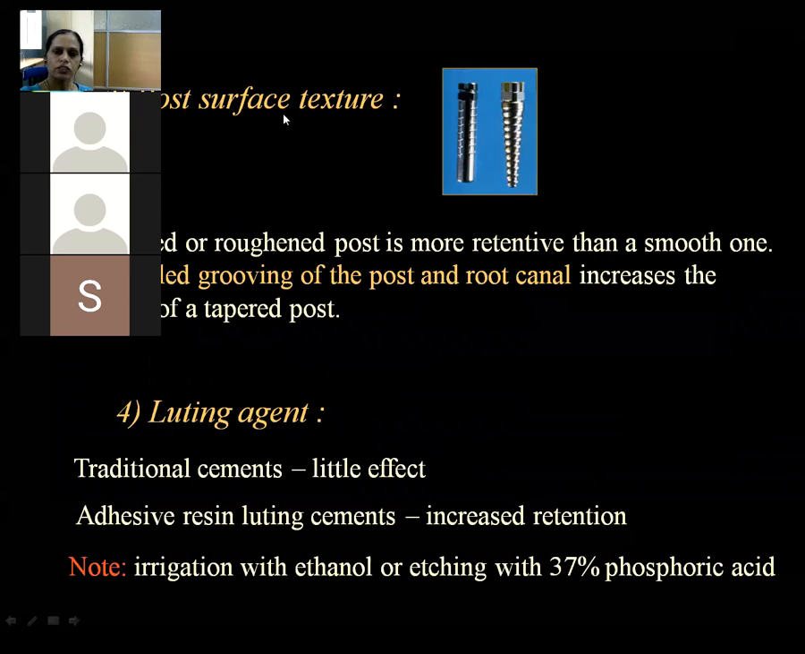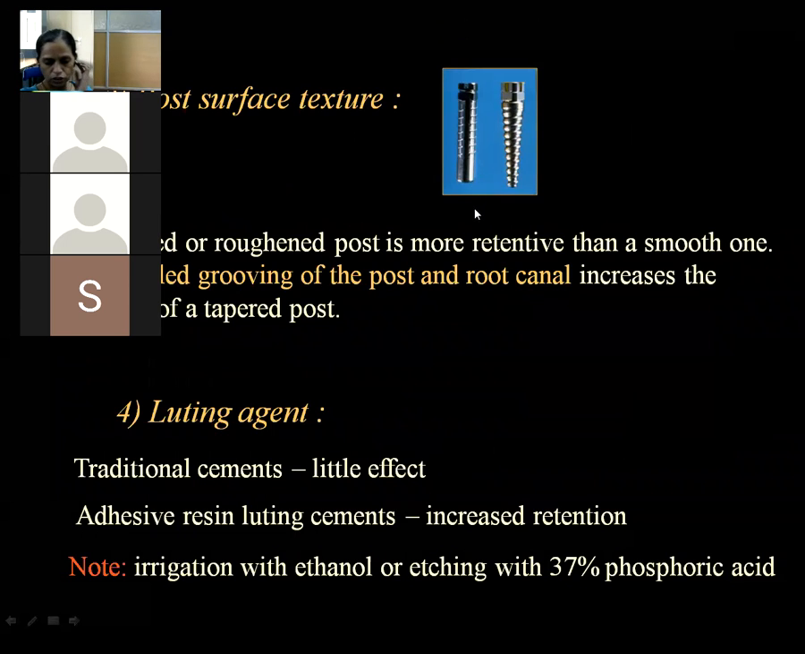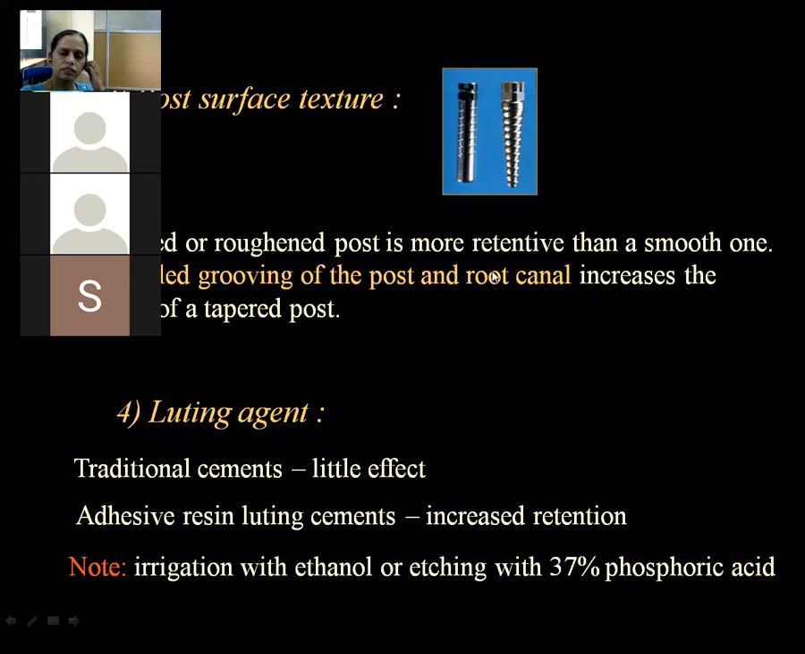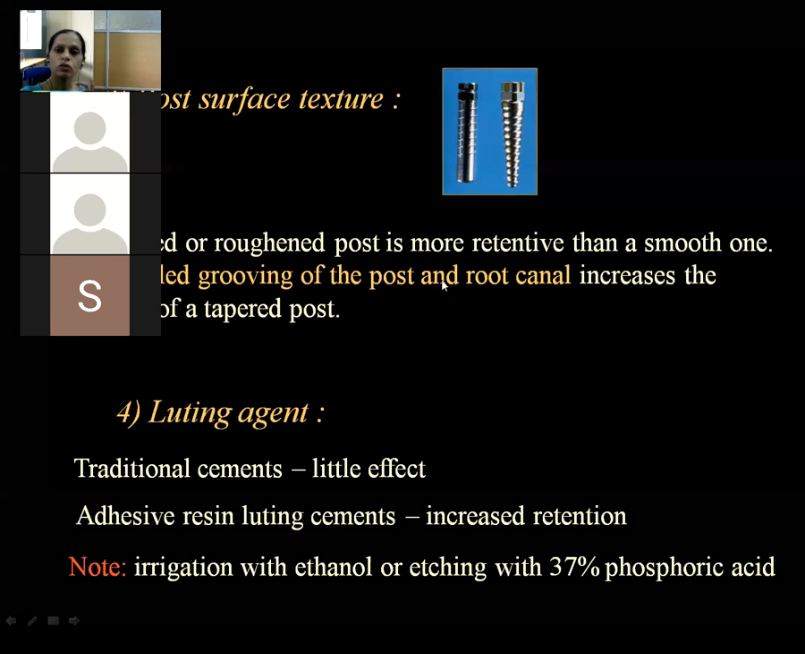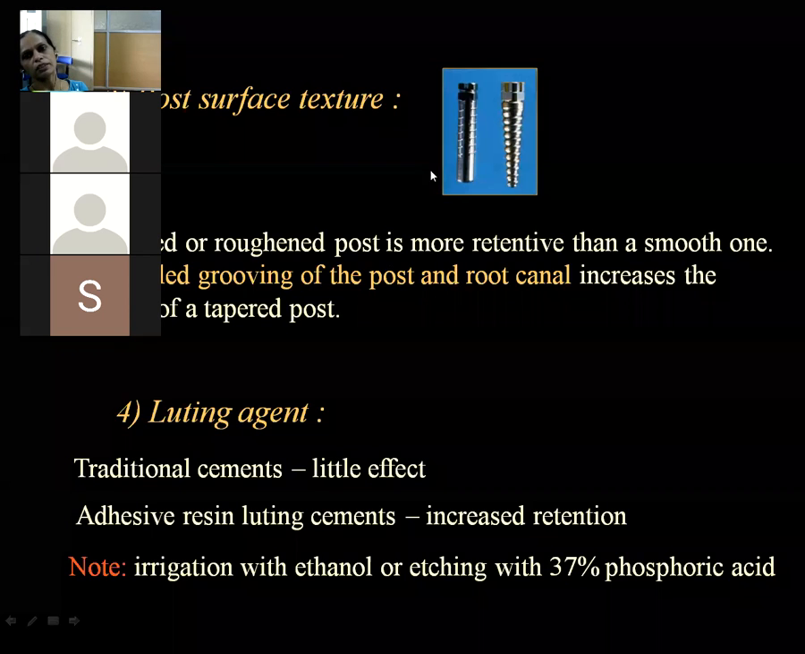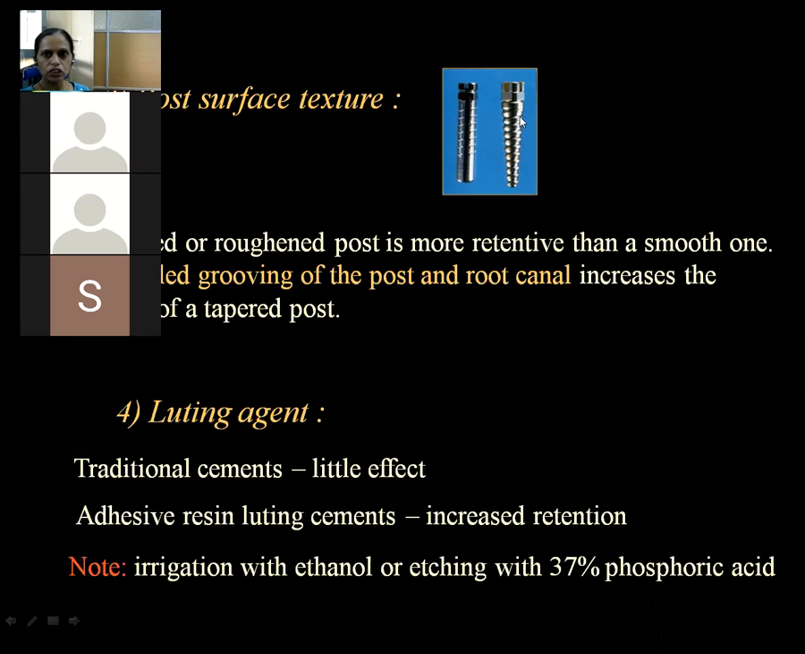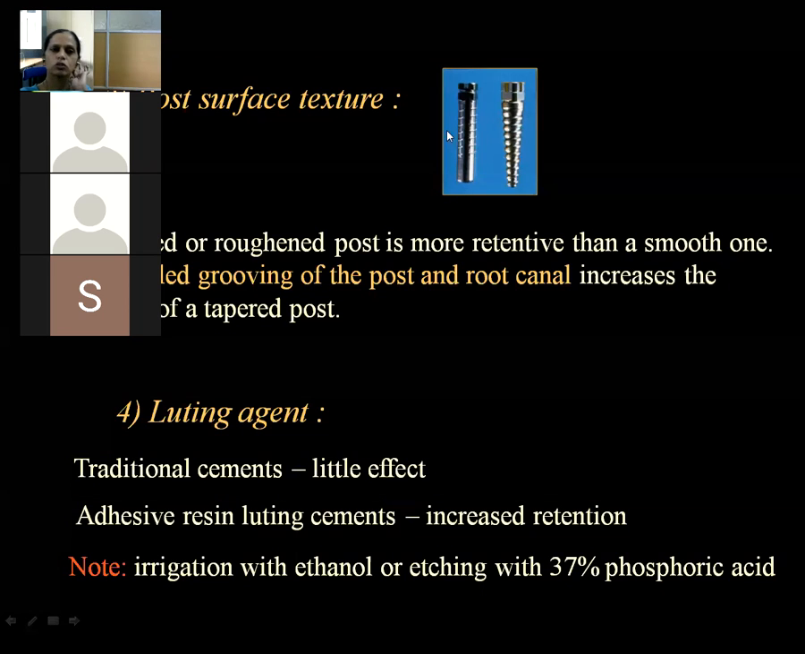Next is post surface structure. This we have already discussed. Post surfaces are smooth or serrated. We have discussed that serrated have more retention than the smooth one. Controlled grooving of the post is given on the smooth one to increase retention and reduce stresses. This is the advanced form of the post. But in your syllabus, just remember that smooth will have less retention. Serrated will have more retention, but serrated will cause more stresses and smooth will cause less stresses.